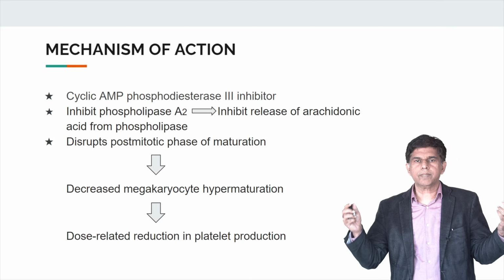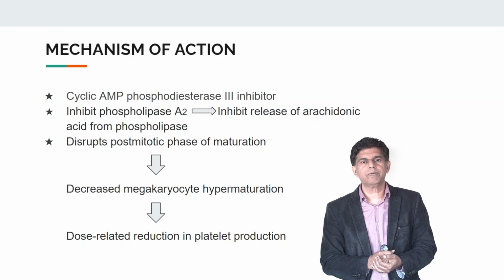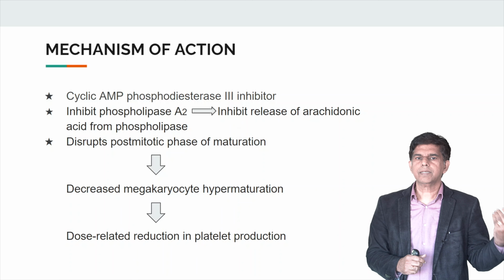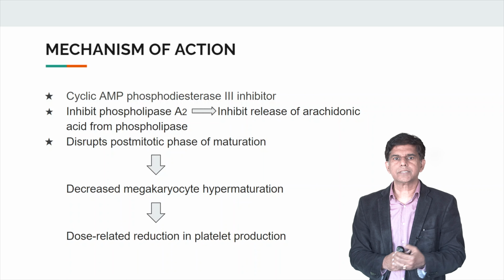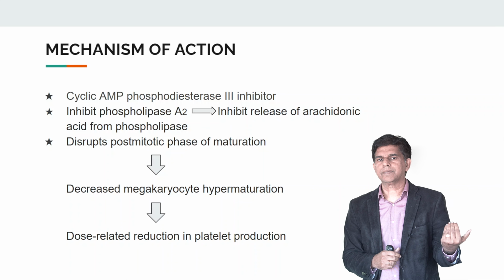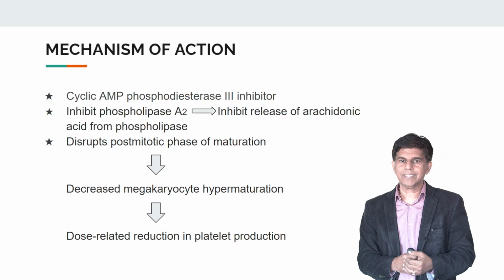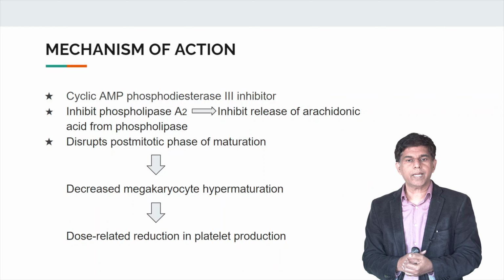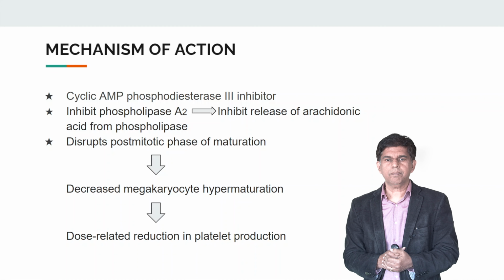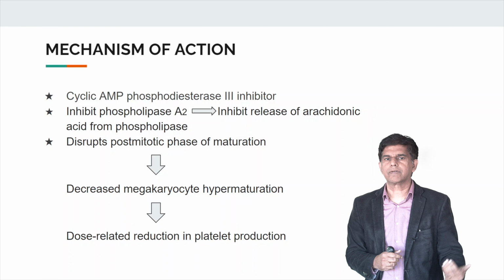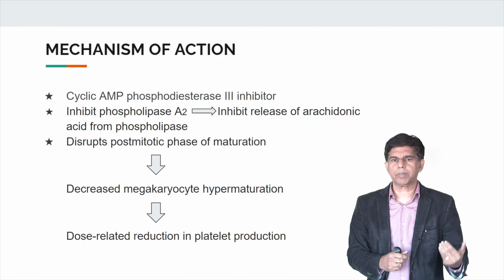So let's look at the mechanism of action. You have a cyclic AMP phosphodiesterase inhibitor, it inhibits phospholipase A2, and that inhibits the release of arachidonic acid from the phospholipid, disrupts the postmitotic phase of maturation, decreases megakaryocyte hypermaturation, and then gives a dose-related reduction in platelet production. So mainly we decrease the platelets based on this mechanism of action.